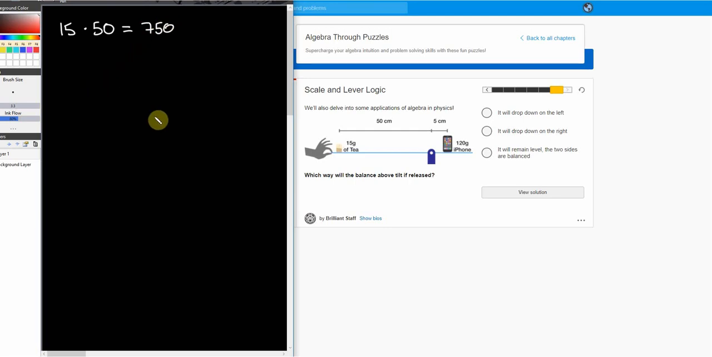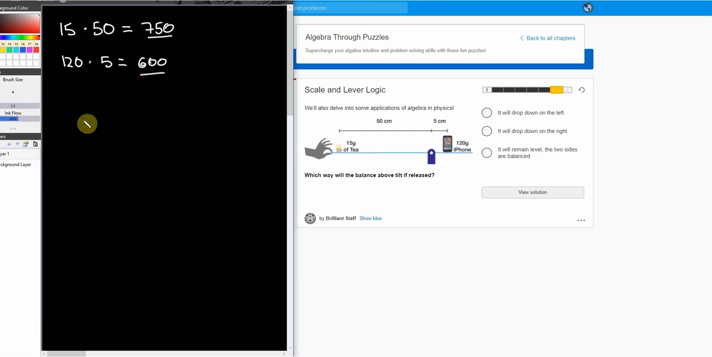And then on the right hand side we have 120 times 5, and 120 times 5 is going to be 600. Did I do that right? Yeah, okay. Now we can just set up an inequality. You can see that the left hand side is actually a lot heavier, right? 15 times 50 equals 750. 120 times 5 is 600.